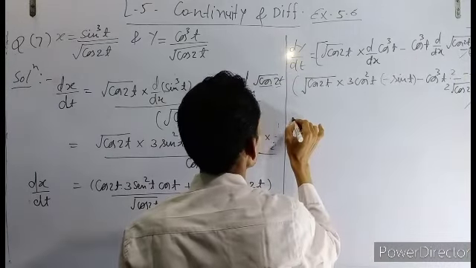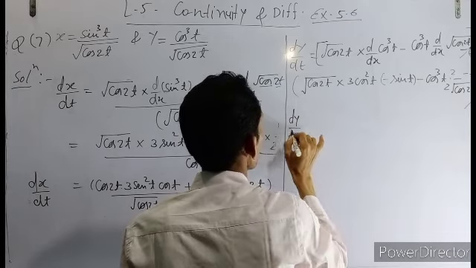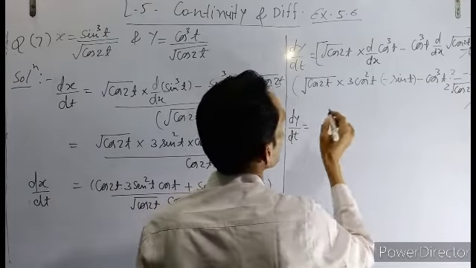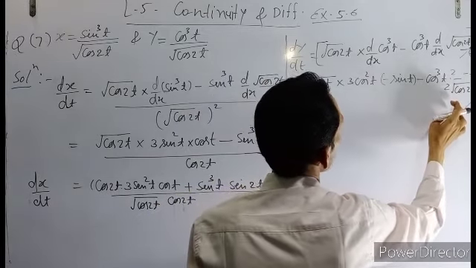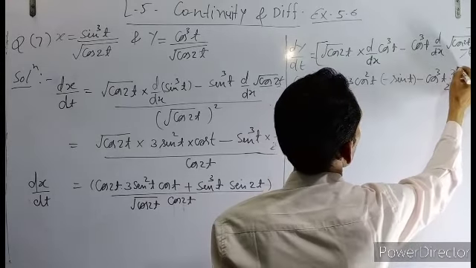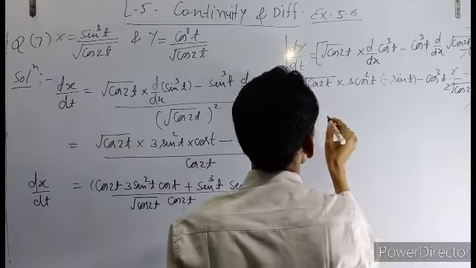Now come to dy by dt. Again you can write it. By taking the LCM, this 2 will cancel and this will come here.